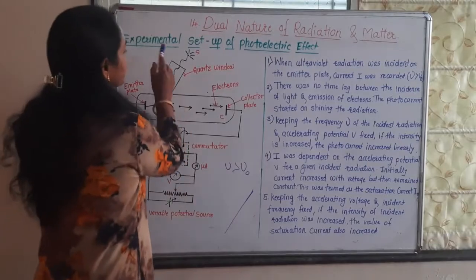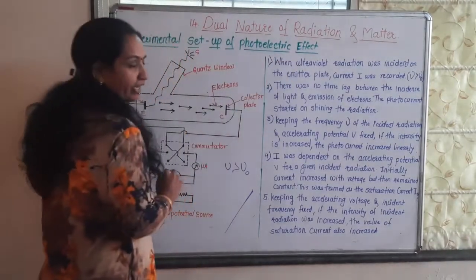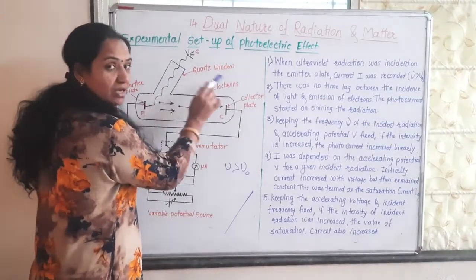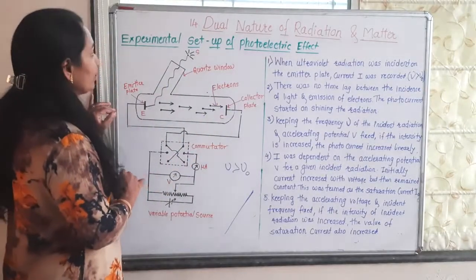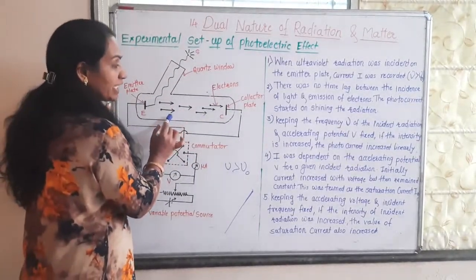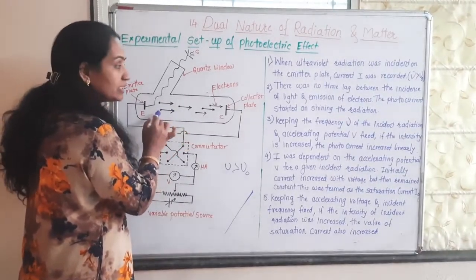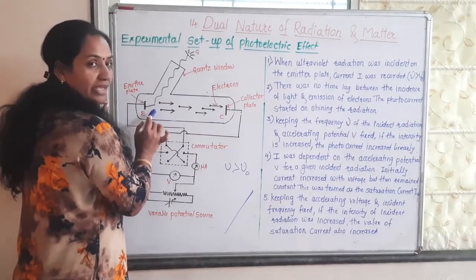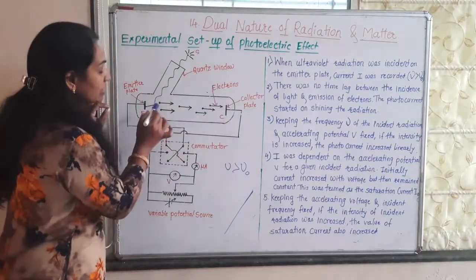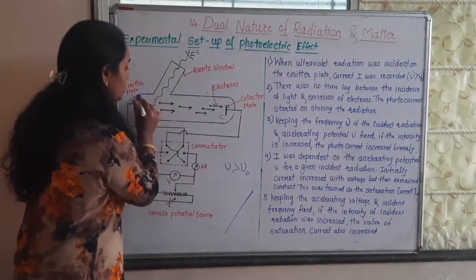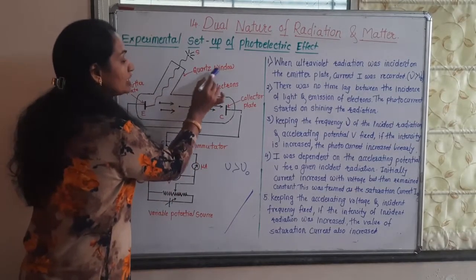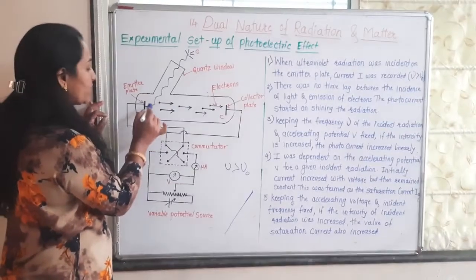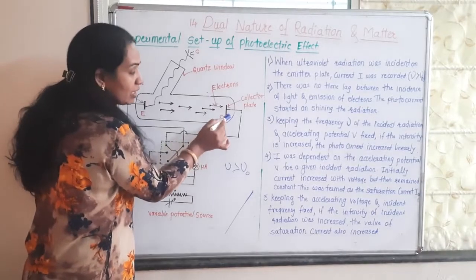The next point is the experimental setup of the photoelectric effect. The experimental arrangement consists of an evacuated glass tube having a quartz window and containing sensitive metal plates. One plate is called the emitter and the other plate is called the collector.